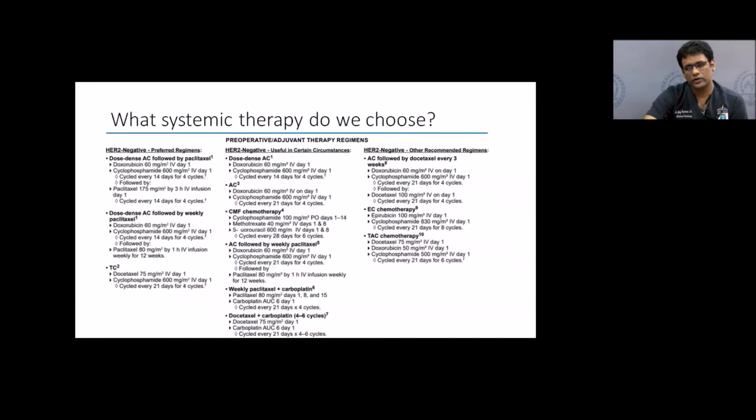So I know this is a confusing slide. I've only put it up to show that the exact choice of systemic therapy is varied. There are so many choices, and therefore our choice is very individualized. It depends a lot on the patient. It depends a lot on what outcomes we are trying to achieve.